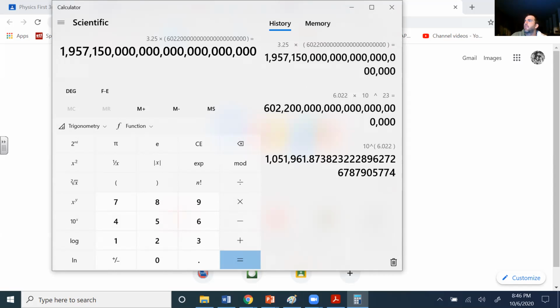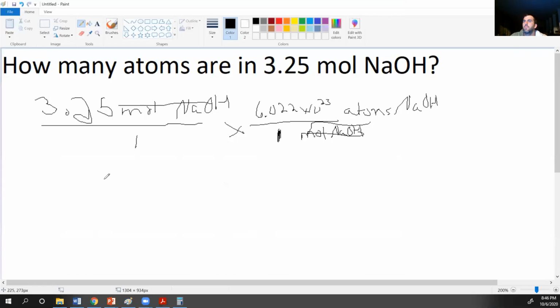Let me share my other screen. That equaled 1.96 times 10 to the 24 atoms. Our labels are very important.